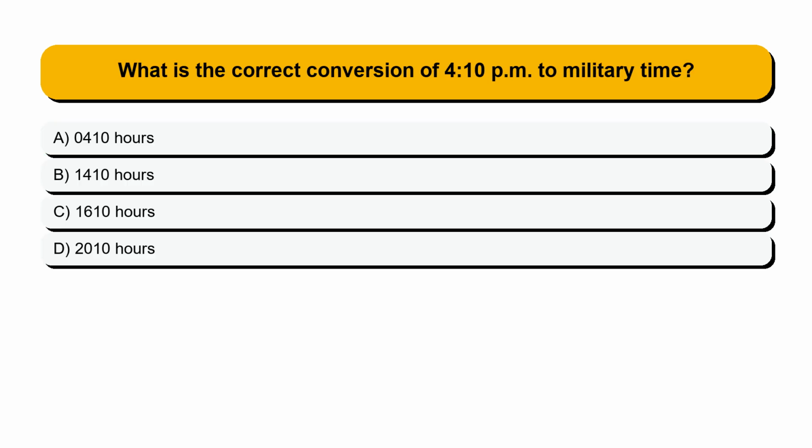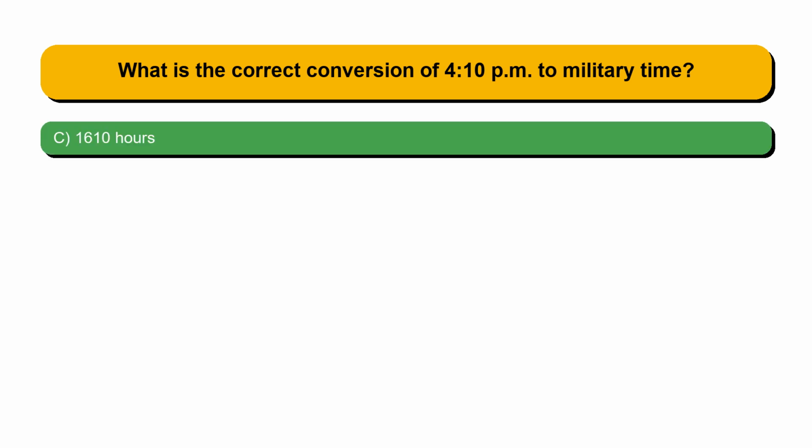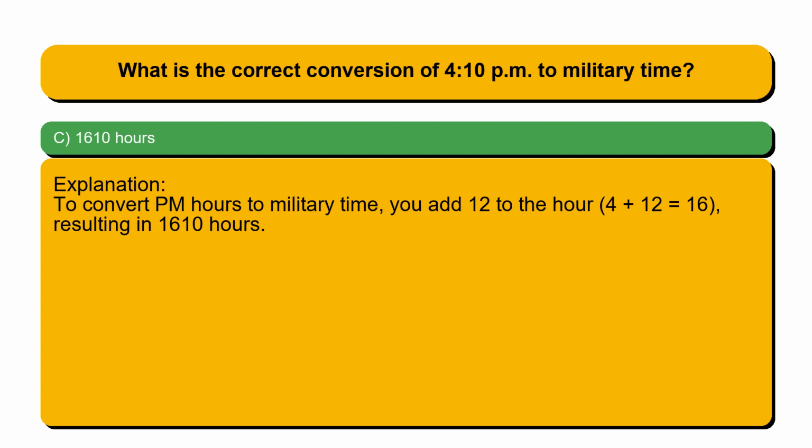Question 67. What is the correct conversion of 4:10 p.m. to military time? Option A is 0410 hours. Option B, 1410 hours. Option C, 1610 hours. Option D, 2010 hours. The correct answer is option C, 1610 hours. To convert PM hours to military time, you add 12 to the hour. 4 plus 12 equals 16, resulting in 1610 hours.